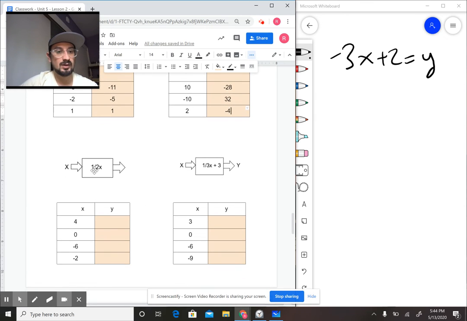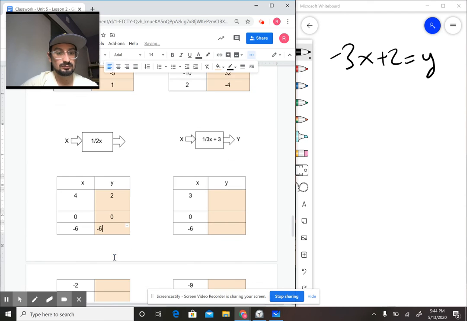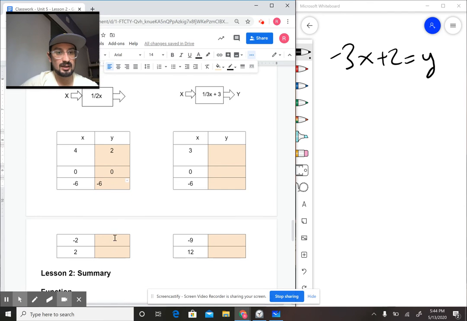Okay. So this one says that you're going to take your x and you're going to multiply by half, which is the same thing as dividing x by 2. Okay. So half of 4 is 2. Half of 0 is 0. Half of negative 6 is negative 3. And then half of negative 2 is negative 1. Half of 2 is 1.